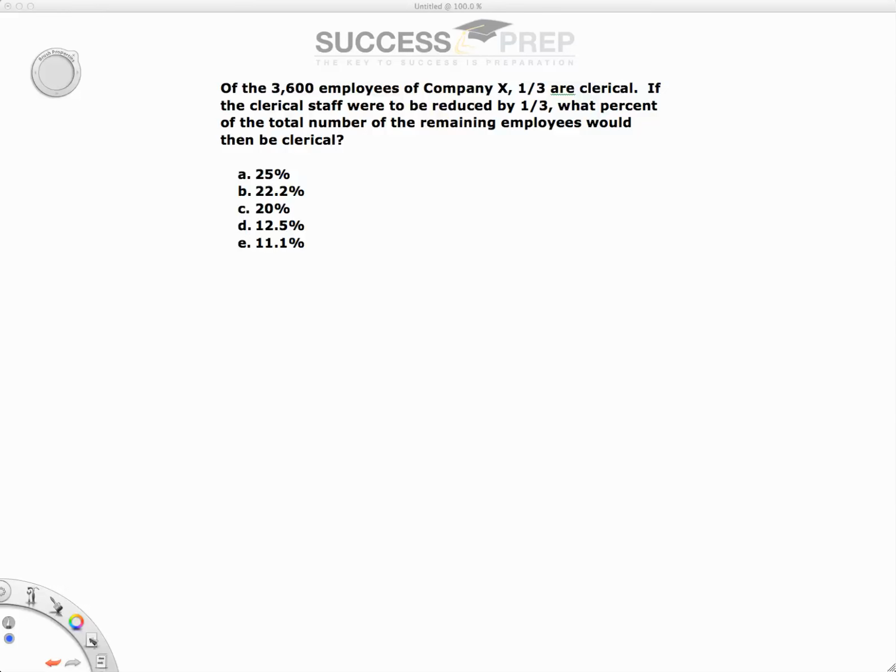On a question like this on the GMAT GRE, this is really a percentage type question. It says of the 3,600 employees of company X, a third are clerical. So the first thing we're going to do is try to figure out what that number is. So I'm going to write 1/3 of 3,600.